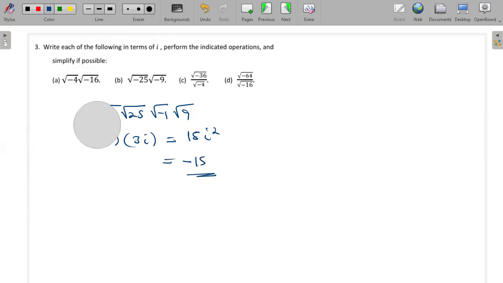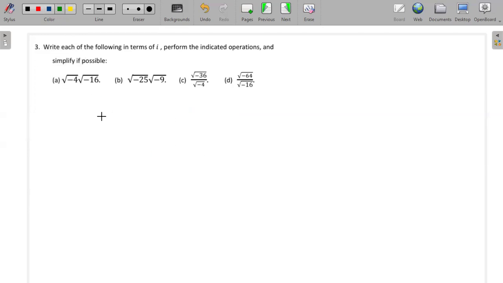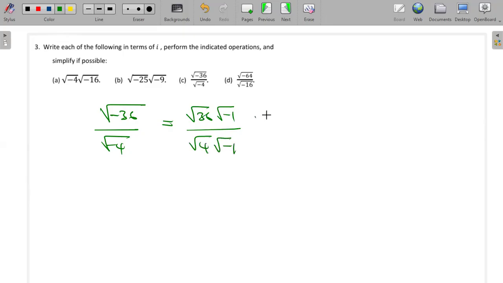Okay. Next you have the square root of negative 36 over the square root of negative 4. That will be root of 36 times root of negative 1, over root of 4 times root of negative 1. The square root of 36 is just 6, and the root of negative 1 is i. Then you get 2 and then i. You can divide this, and this just divides to give us 3. So the answer is 3 there.